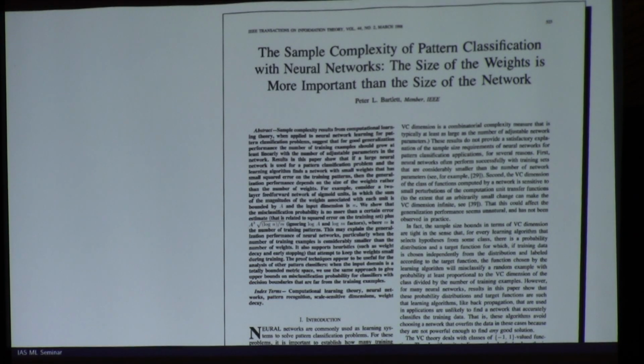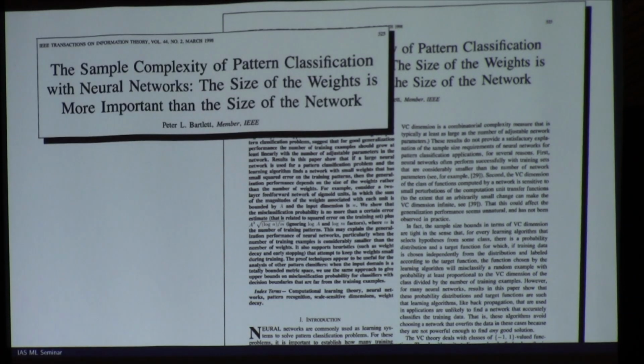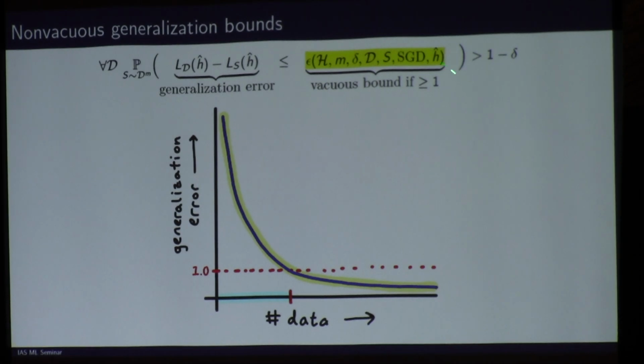All right, so I said VC dimension doesn't explain things. In some sense, I think this was considered a solved problem. This is a paper that's 20 years old, by Peter Bartlett, saying that the sample complexity of learning neural networks doesn't depend on the number of parameters but on the size of the weights. This is a paper that gave a bound on the generalization error, a theorem of this variety.